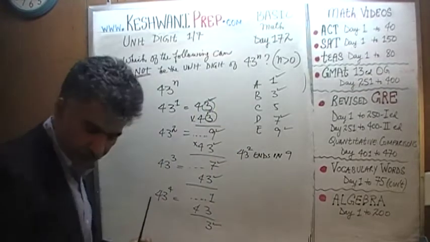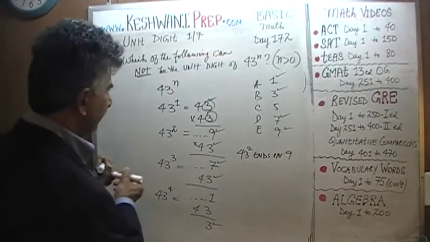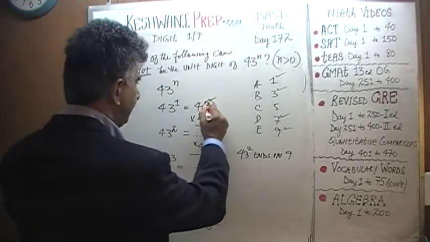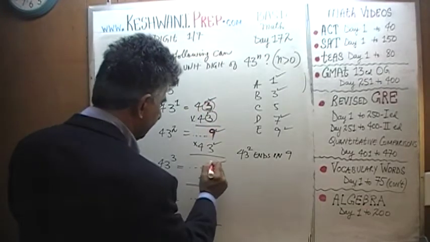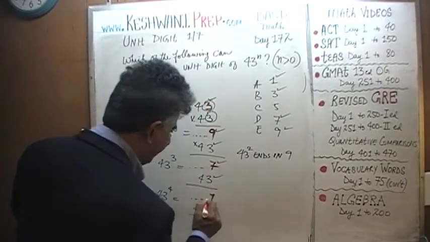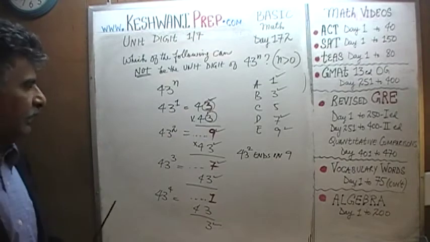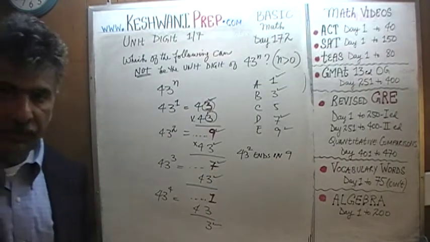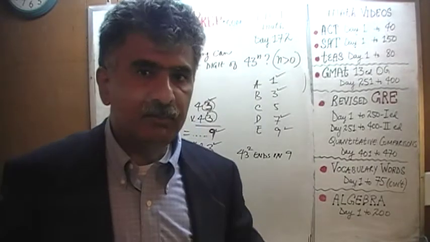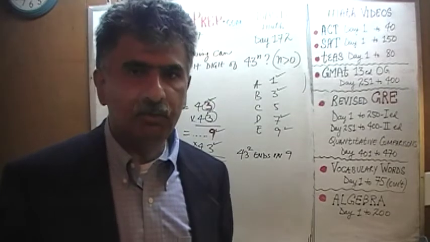The series is this: 3, 9, 7, 1. And it will keep repeating: 3, 9, 7, 1, 3, 9, 7, 1. It will just keep repeating for each exponent that we go further.